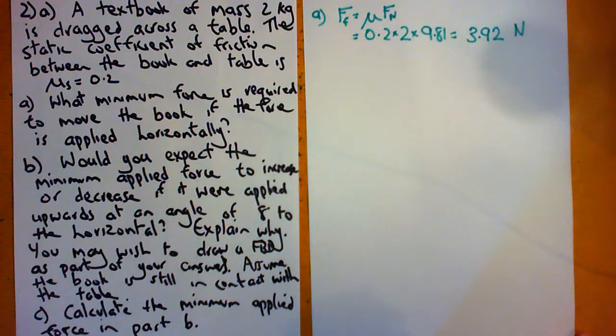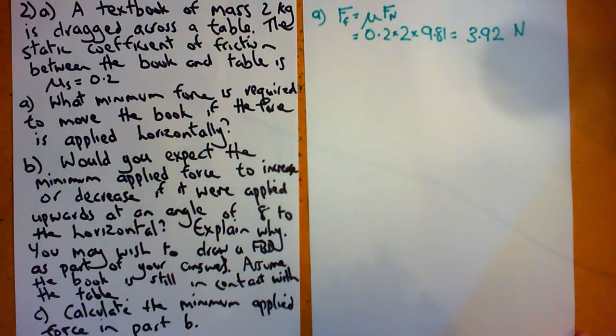Okay, now would you expect the minimum applied force to increase or decrease if it was applied upwards at an angle of 8 degrees to the horizontal? Explain why. You may wish to draw a free body diagram as part of your answer. Assume the book is still in contact with the table.